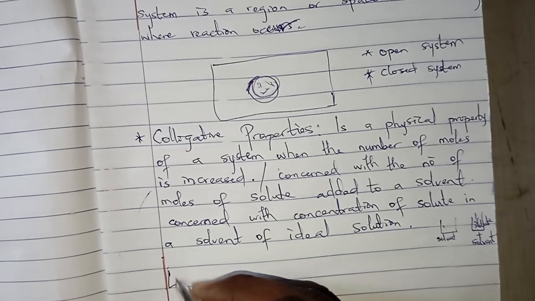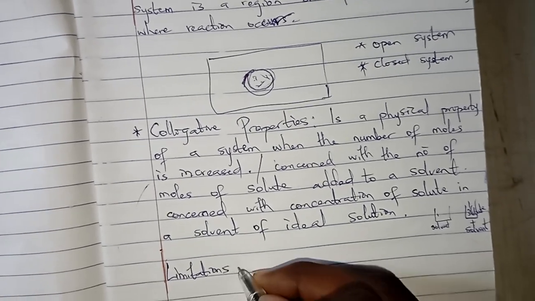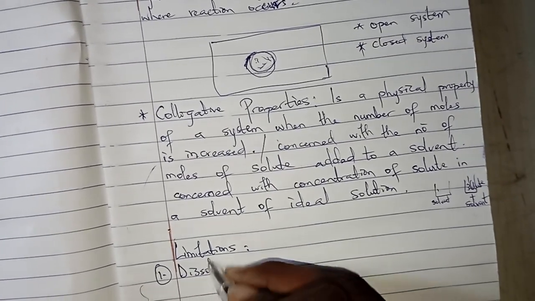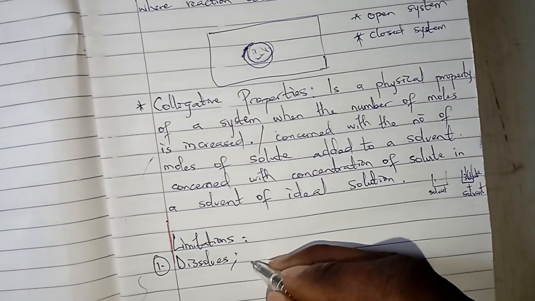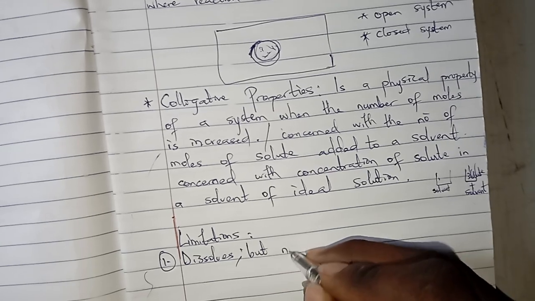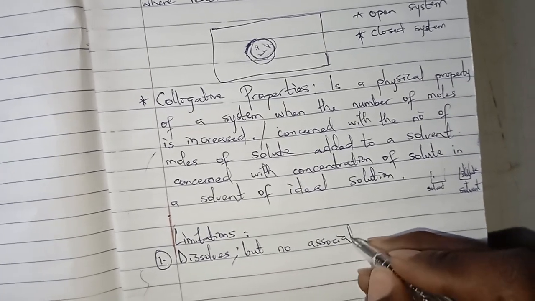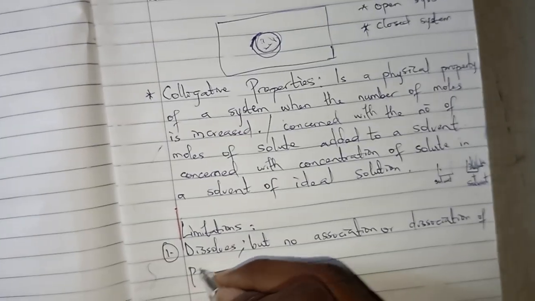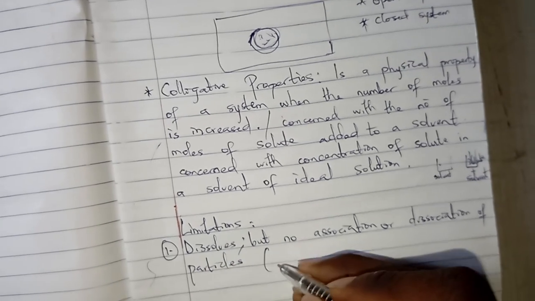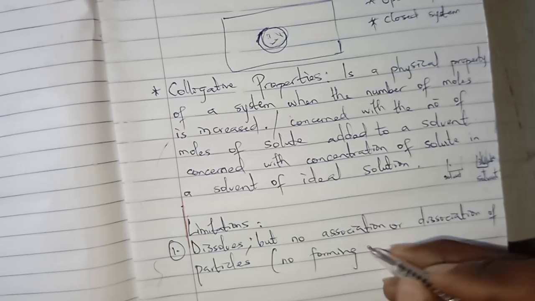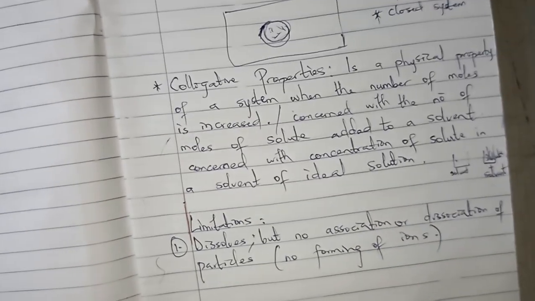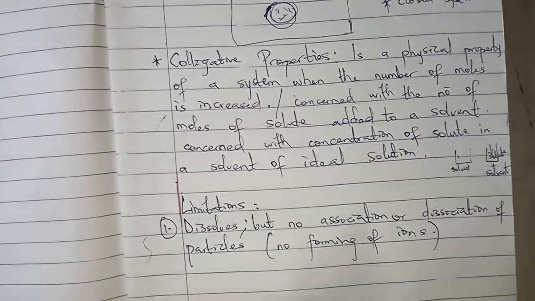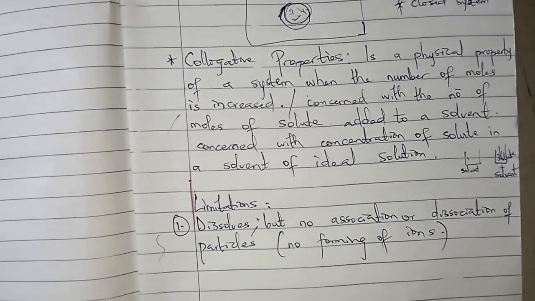And remember, we have limitations to what we are going to be treating today. So first of all, let's consider the limitations. The first is that whatever solute you are adding, as it dissolves, we are considering it such that it dissolves, but there should be no association or dissociation of particles. When I mean association or dissociation of particles, it means no forming of ions. If we are getting these facts straight, that means we can use colligative property to find relative molecular mass.